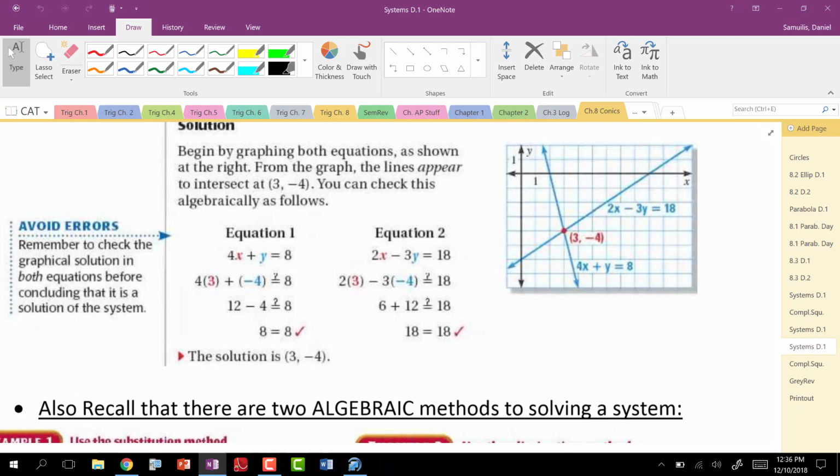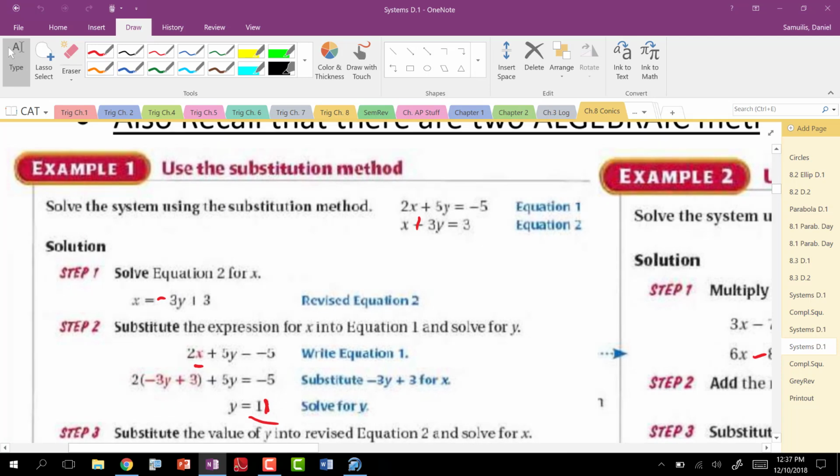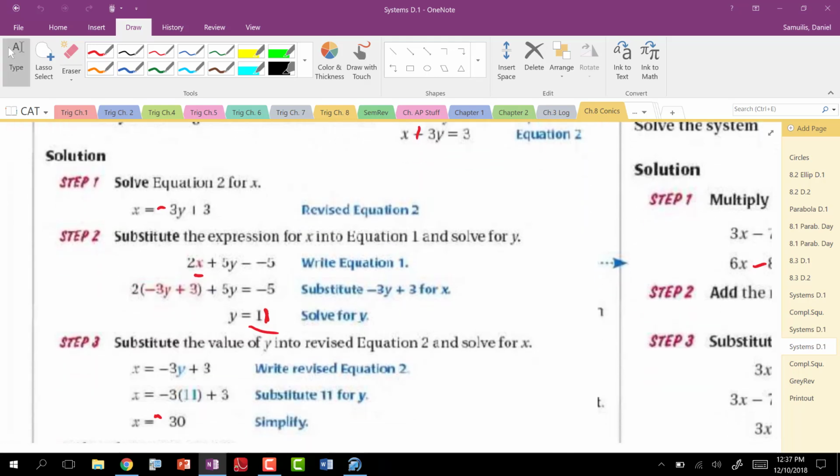Why are those better? Do lines always graph nicely and cross at a nice little perfect coordinate? No. You could get a decimal answer. Look at this one when they solve it algebraically. This is just for recall. Substitution is one possibility. What you could do is solve for one of the variables and then substitute it. So they solve for x. Then in the other equation where there is an x, they substitute that negative 3y plus 3 in, then they solve for y, and after they get y, they plug it in to find x.